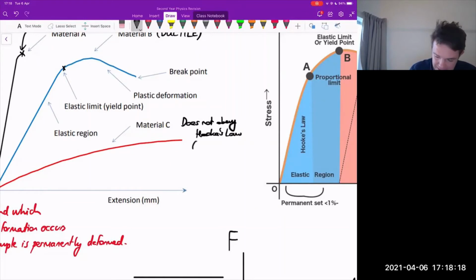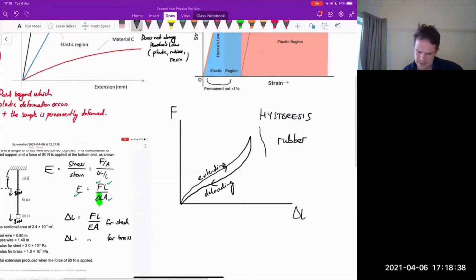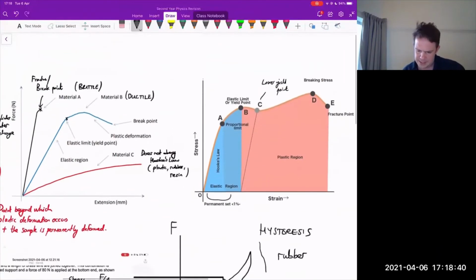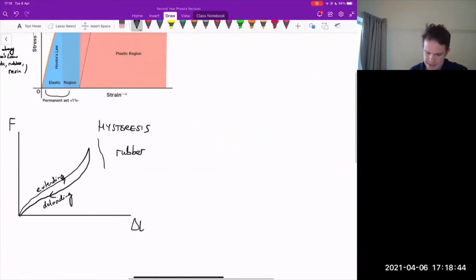So yeah, it could be plastic, rubber, or as you say, blue tack to some extent would fit the bill. So what could you say? Resin or some kind of gum might behave like material C. Right, let me stick to the syllabus though. I don't want to go too much into hysteresis.